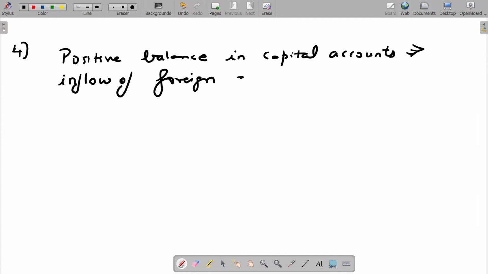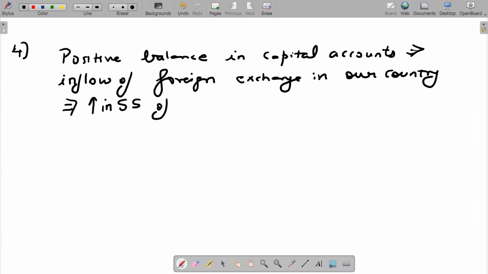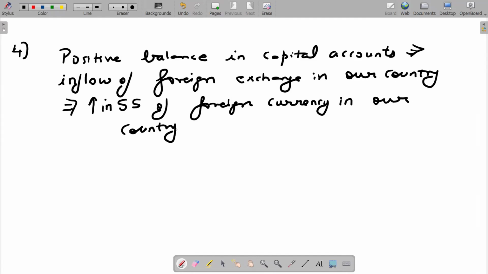Inflow of foreign exchange in our country. And when there is an inflow of foreign exchange in our country, it implies an increase in the supply of foreign currency in our country. Now, let me quickly draw a diagram to show what happens when there is an increase in the supply of foreign currency.